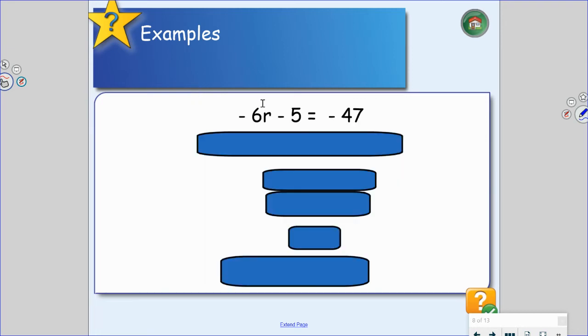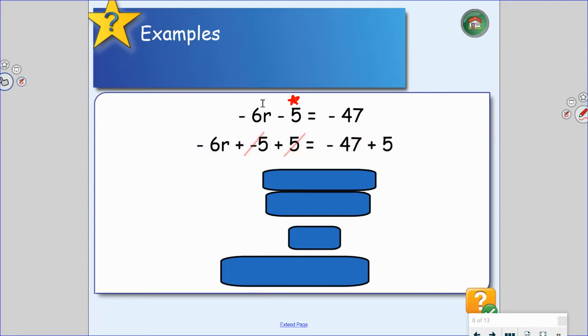Let's move on to another example. In this case, I'm not going to draw it out, but you can always pause, go back and rewatch that first example. All right, what are we going to get rid of here, the -6 or the -5? Well, that -5 has nothing to do with the envelopes of money. So let's get rid of the -5 by adding 5. The opposite of a negative is a positive. Those will cancel out. That leaves us with -6r's equaling -42. Go down 47, go up 5, you're still well underwater.